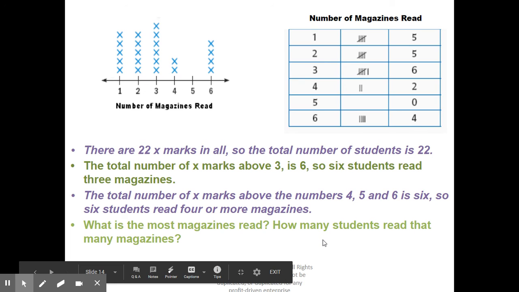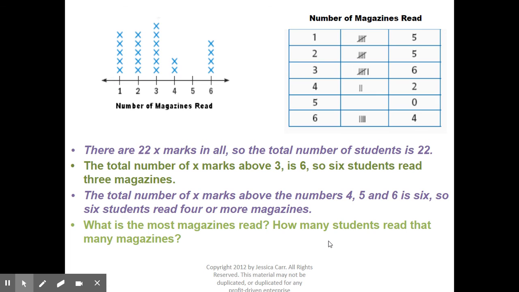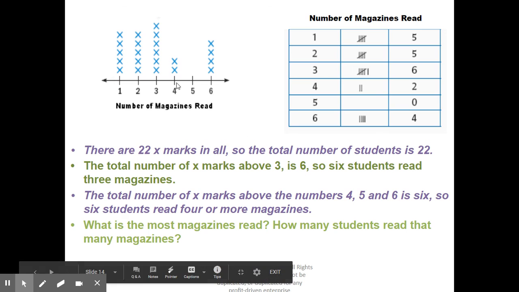What's the most magazines read? And how many students read that magazine? The most read was 3, and 6 read that.